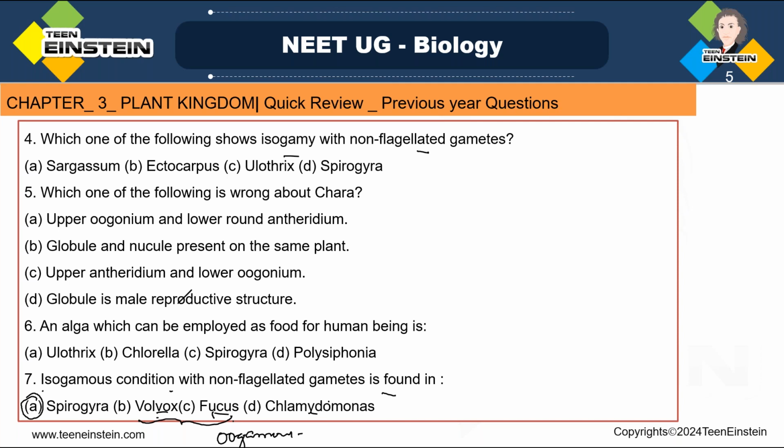Okay, and Chlamydomonas is also another option that contains isogamous flagellated gametes. We have seen the picture of Chlamydomonas, right? Cup-shaped Chlamydomonas, and in that so many flagellated gametes. So this option you can directly cancel because they have flagella. Here they are asking about non-flagellated. Clear?